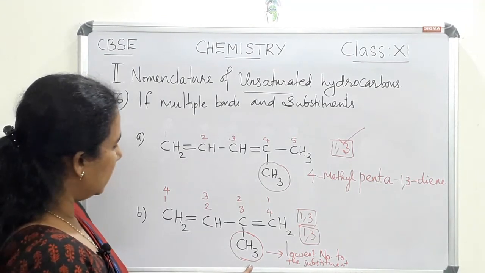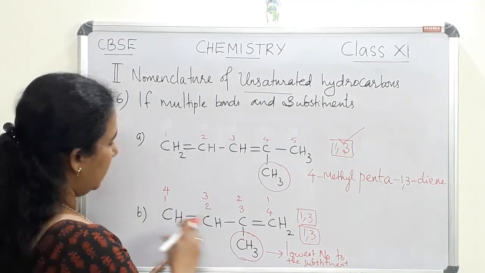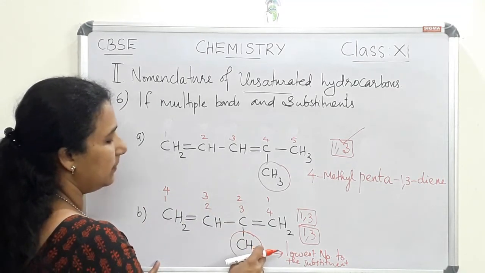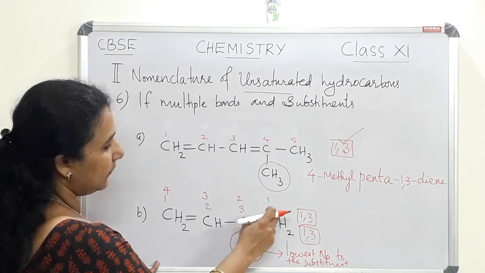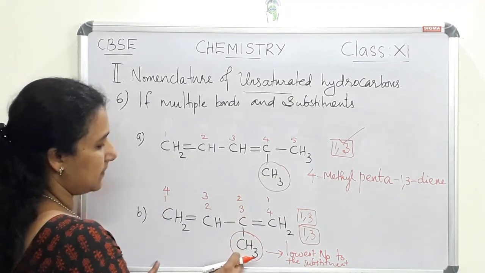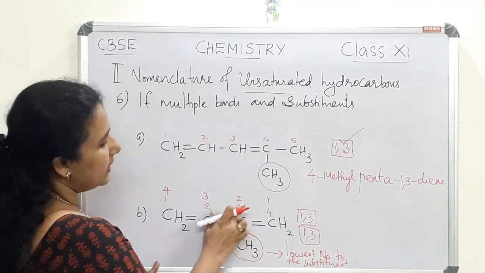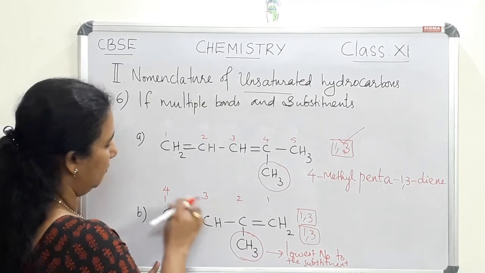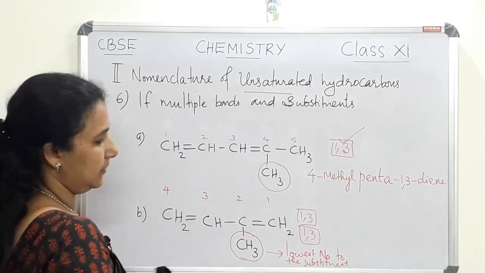Then we can see the numbering. So if it is from left to right, the third position will be the substituent. If it is from right to left, the second position will be the substituent. So in this case, we have to consider the numbering from right to left.